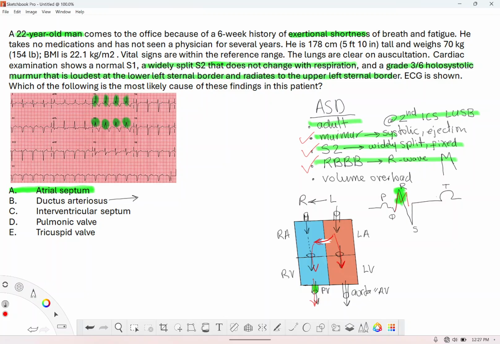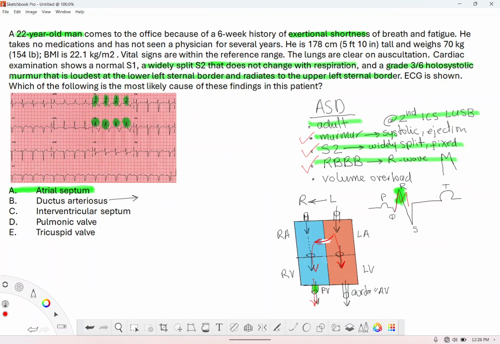Ductus arteriosus, choice B. Ductus arteriosus is a connection between the pulmonary trunk and aorta. It is functional before birth. Why? Because before birth, we don't need to send blood for oxygenation to the lungs. The fetus is receiving oxygen from maternal blood through the umbilical veins, right? So you don't need to send blood for oxygenation purposes to the lungs. So the lungs are actually shut, so you need to bypass that. And what causes this bypass is the ductus arteriosus. So the ductus arteriosus should be open before birth.